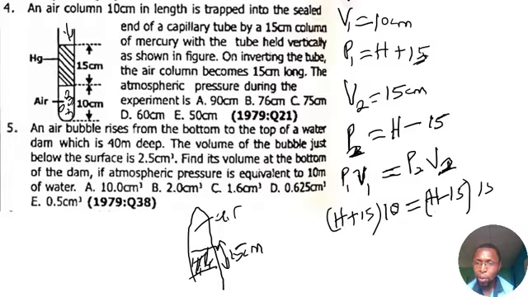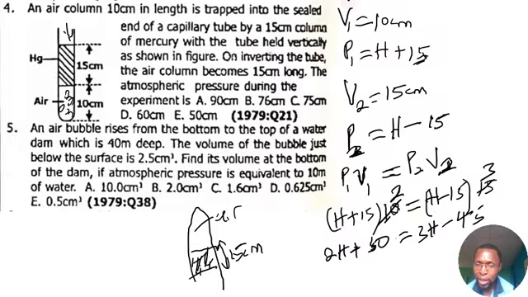To make my mathematics fast, I can divide both sides by 5. So 5 in 10 is 2, and 5 in 15 is 3. Expanding now, 2 times H is 2H plus 2 times 15 is 30, equals, at the other end, 3 times H is 3H, then 3 times 15 will be 45. Now collecting like terms, we have 30 plus 45.